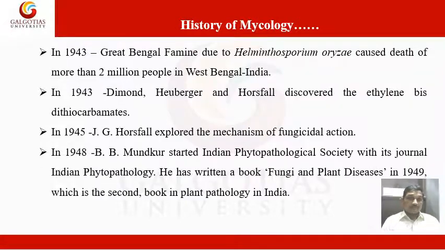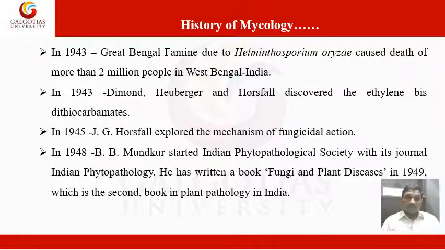Now, in continuation, in 1943, the great Bengal famine. It was due to the fungal pathogen Helminthosporium oryzae, which caused severe damage to plants and caused the death of more than 2 million people in West Bengal in India, and several people migrated due to lack of food, as rice is the staple food of that part of the country.